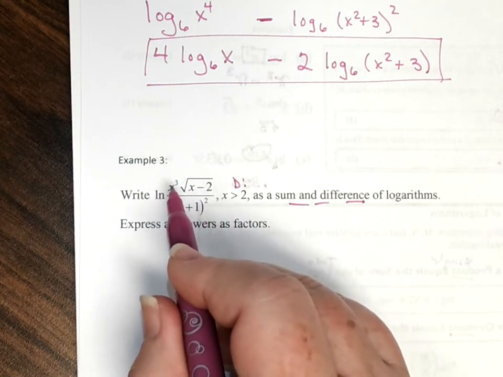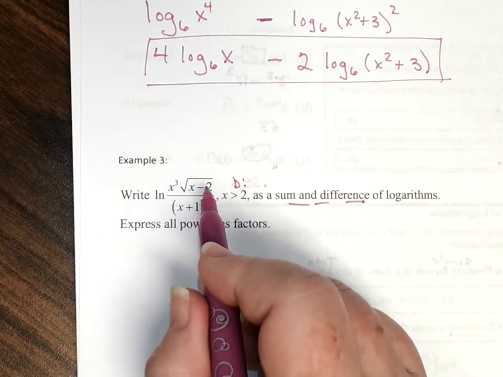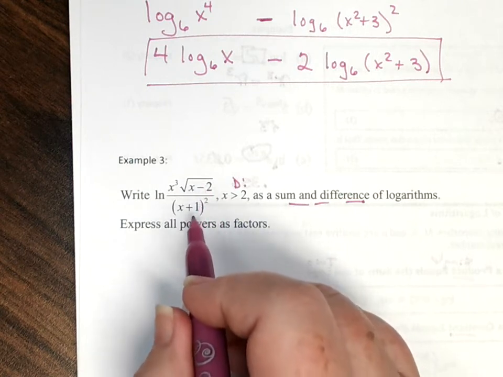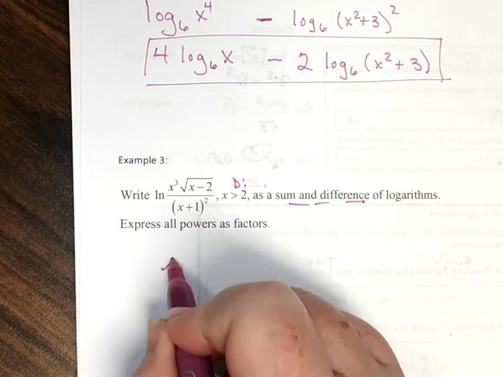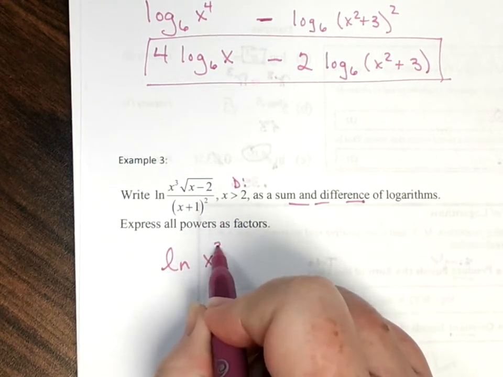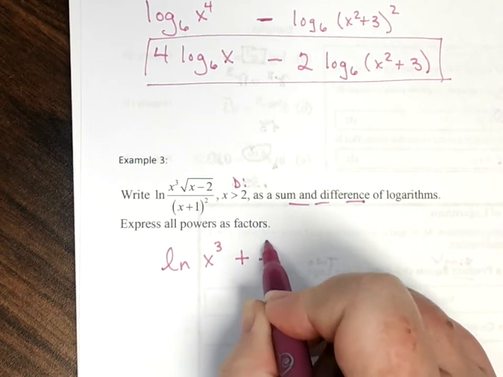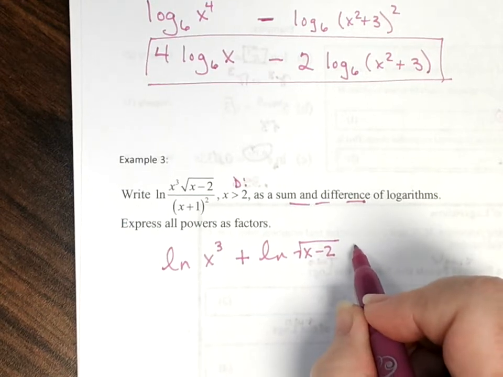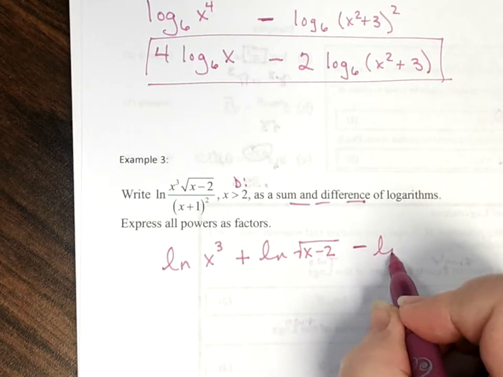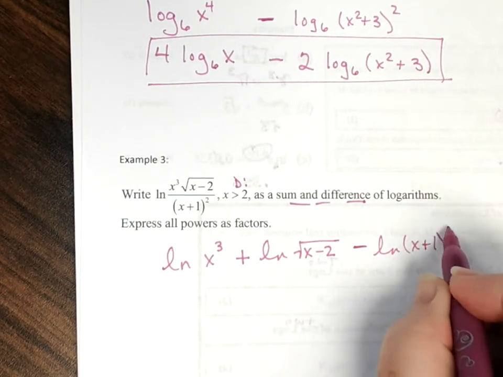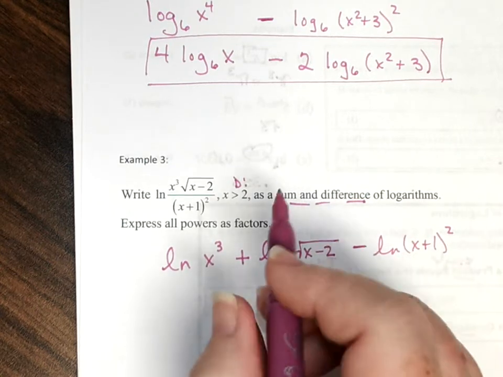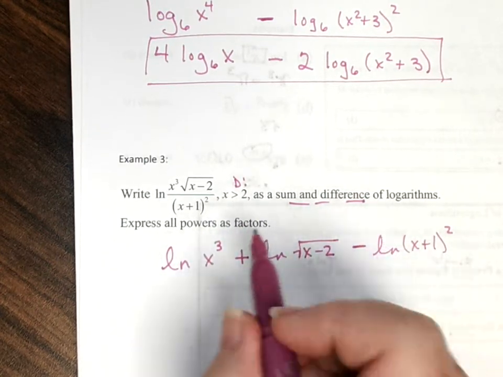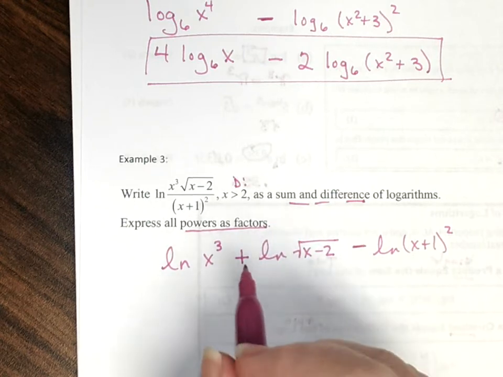We're going to have the natural log of the first term plus the natural log of this term minus the natural log of this term. So let's write that out. Natural log of x cubed plus the natural log of the square root of x minus 2 minus the natural log of x plus 1 all squared. Now, once again, we'd be finished, except they told us they want us to write our powers as factors.